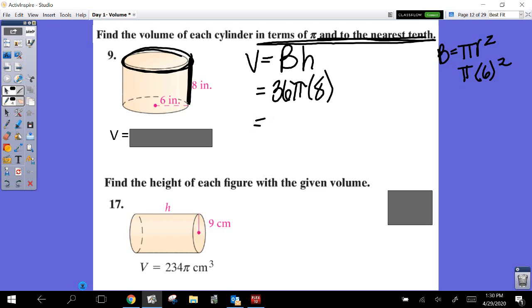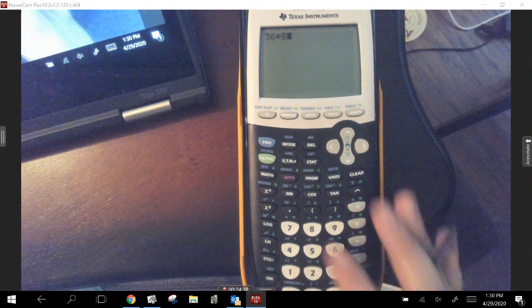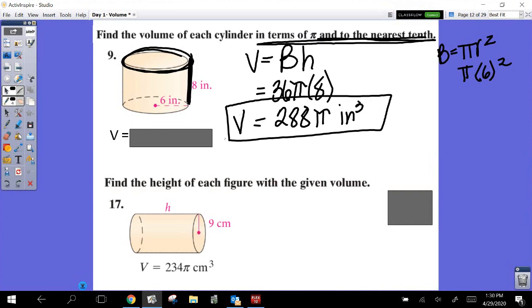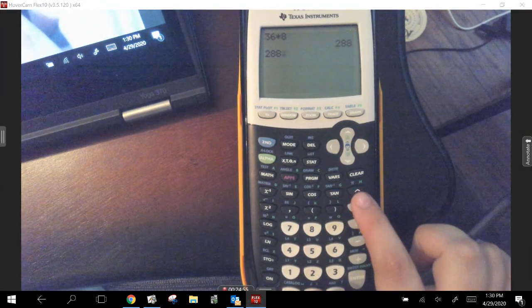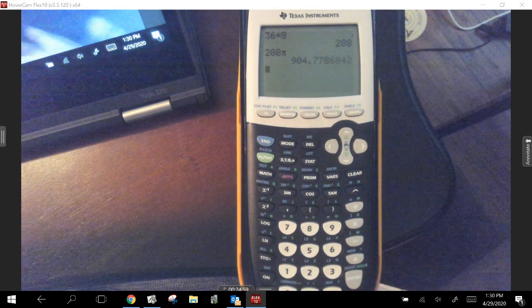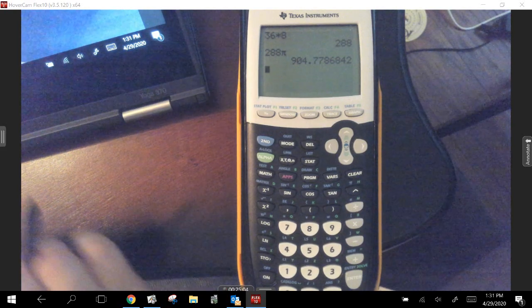So I'll do both. First I'm going to do it without. So 36 times 8. That's going to be 288 pi. And it's inches cubed because it's volume. And then to find the rounded, you would just do 288 times pi. The pi symbol is right here under clear, but you have to hit second pi. So it's 904.779. Oh no, it said round to the tenth. So 904.8.